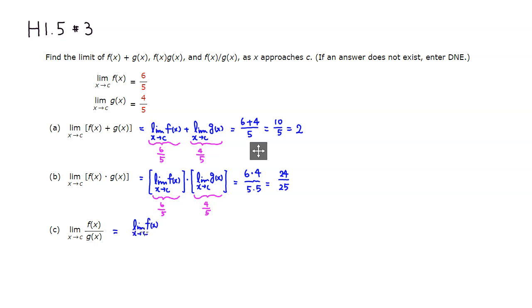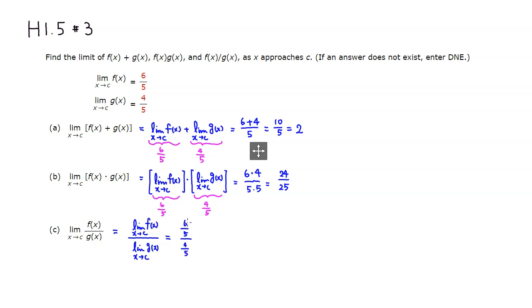All right, the last one, we can take the limit of the numerator and the denominator separately. So you have the limit of f of x as x approaches c over the limit of g of x as x approaches c. So on top, I'm going to go ahead and put in 6 over 5, and the bottom is 4 over 5.